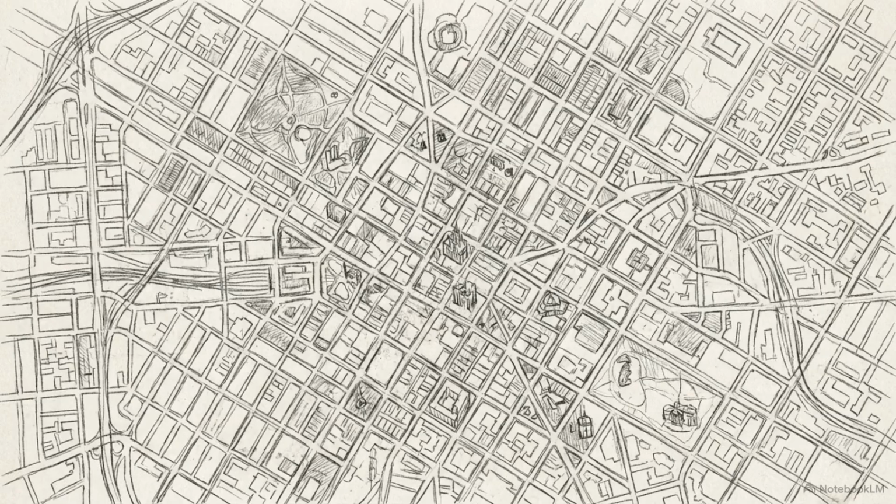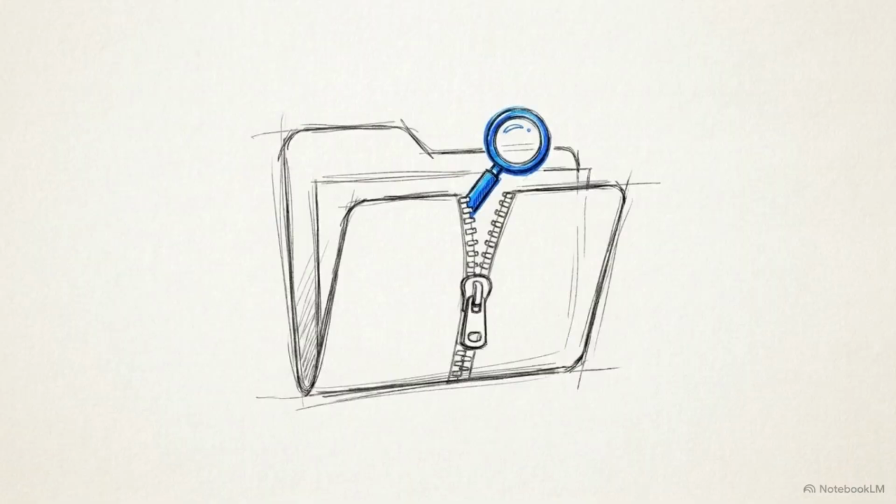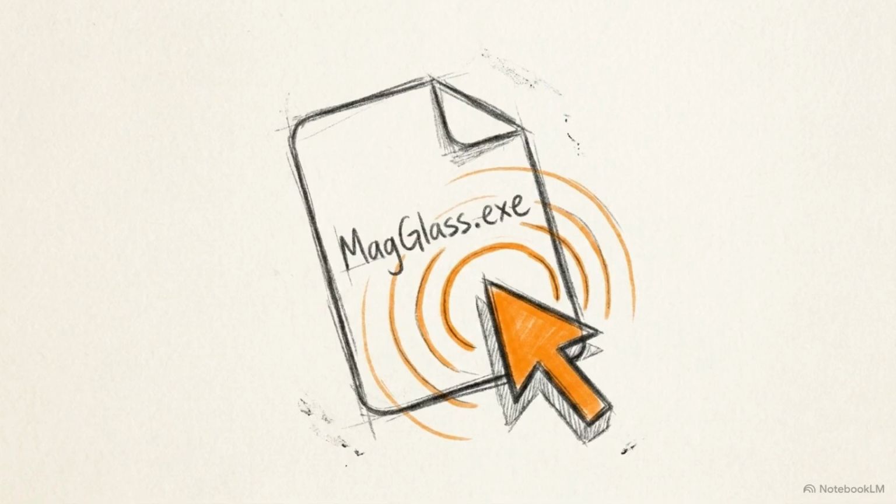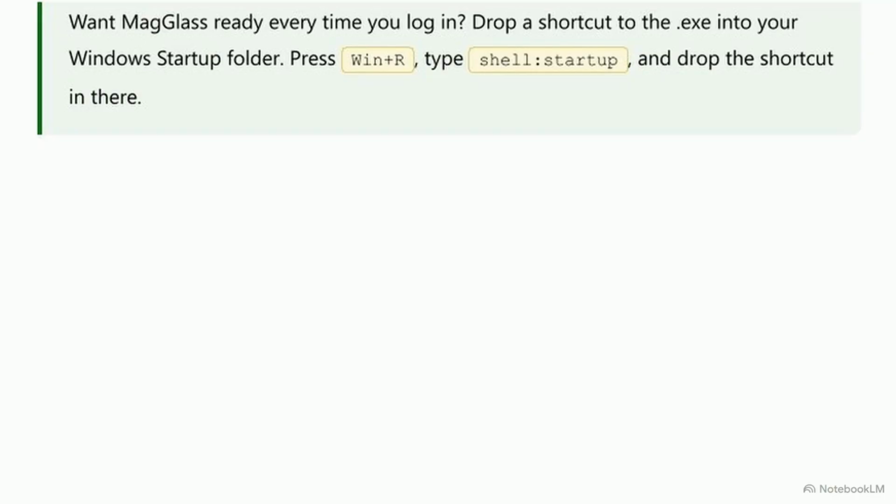By stripping away permanent windows and heavy interfaces, you get a clean lens exactly when you need it, and your normal desktop back the instant you don't. There is no complicated installer to run here. You simply extract the downloaded folder anywhere on your drive and double-click the executable to launch it immediately. To have it ready every time you log in, drop a shortcut to that executable directly into your Windows startup folder. Just press the Windows key plus R, type shell:startup, and drop the shortcut inside.